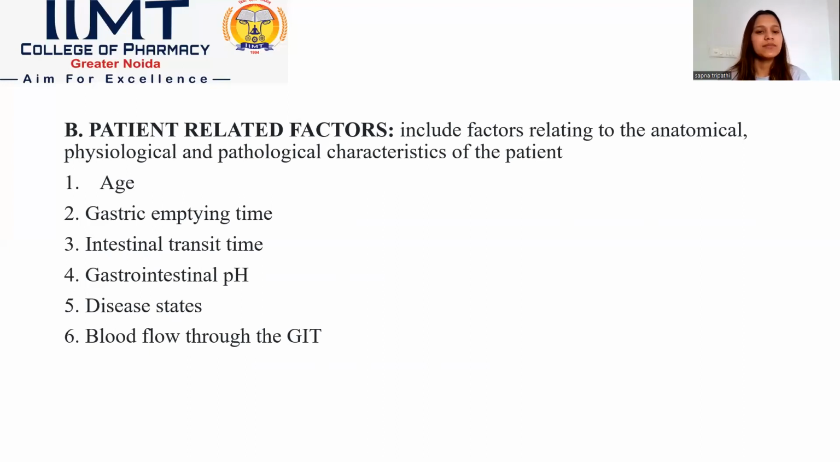The higher the gastric emptying time, the better the absorption of the drug. Next, the intestinal transit time. For better absorption of the drug in the intestine, the transit time should be higher. Next, the gastrointestinal pH. The fifth one is the disease state. As you know, when a person is suffering from any disease, the metabolism and absorption of the person become slow. And the last one is blood flow through the GIT. These are the factors which affect absorption of the drug.